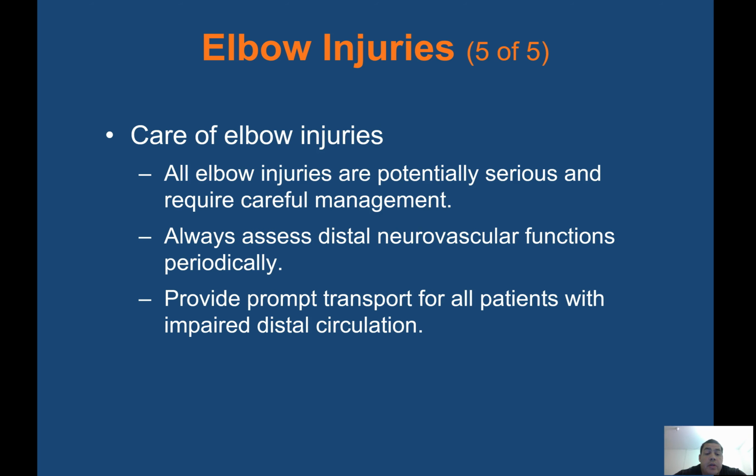Care of elbow injuries. All elbow injuries are potentially serious and require careful management. Always assess distal neurovascular functions periodically. Provide prompt transport for all patients with impaired distal circulation.